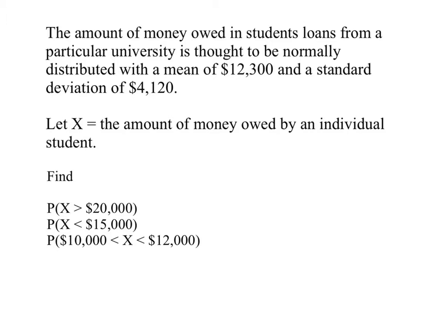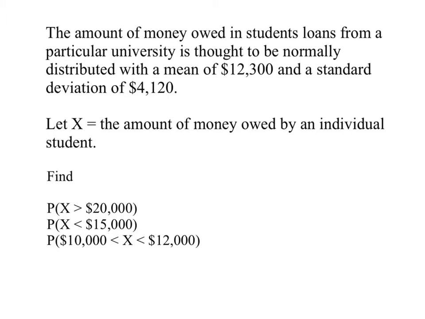The amount of money owed in student loans from a particular university is thought to be normally distributed with a mean of 12,300 and a standard deviation of 4,120. Let X be the amount of money owed by an individual student. Find the probability. Okay, I'm going to color code this a little bit.